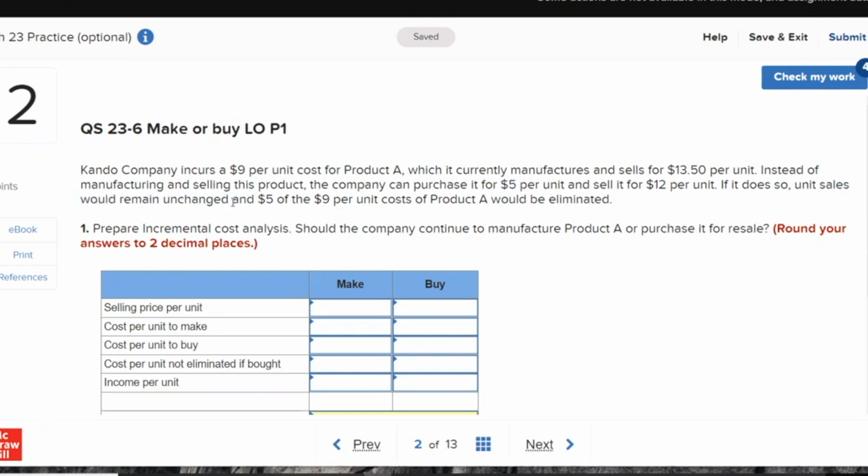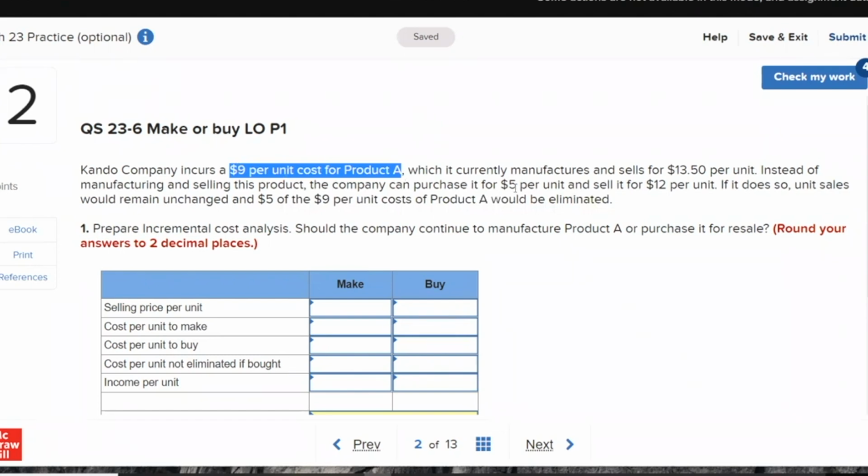And now here's the thing, $5 of the $9 per unit cost would be eliminated. What does this mean? So product A currently costs us $9 to make, right? Well, if we buy it instead of make it, only 5 of this will go away. So what that means is $4 is the difference here? $4 will still be there. And what is that $4? I don't know. Maybe it's fixed overhead. I'm not sure. But just know that $4 would still be there.